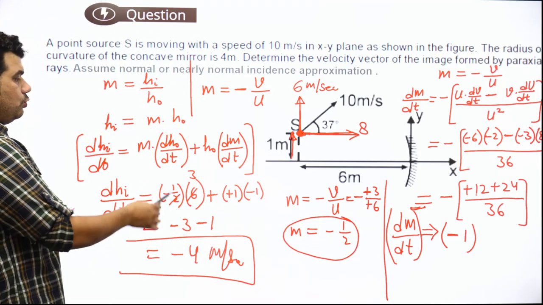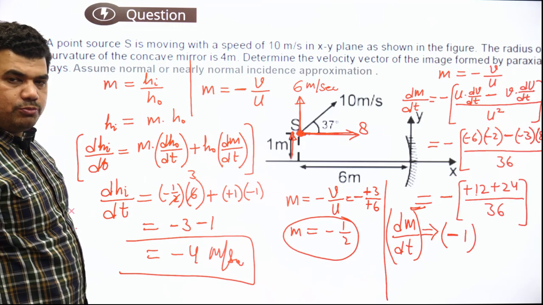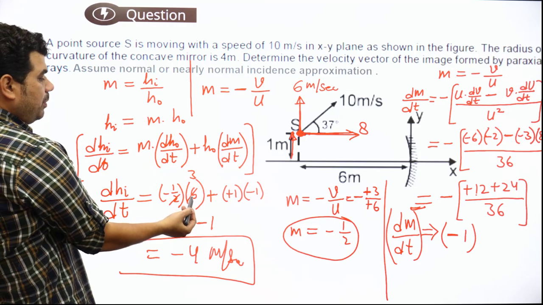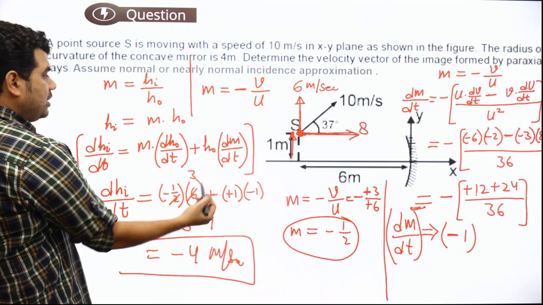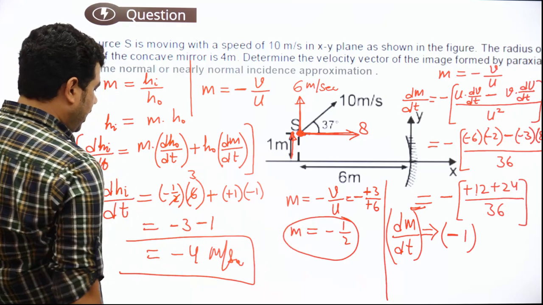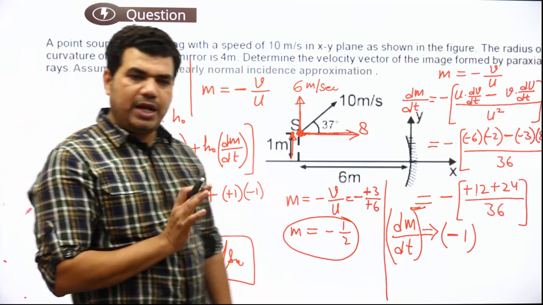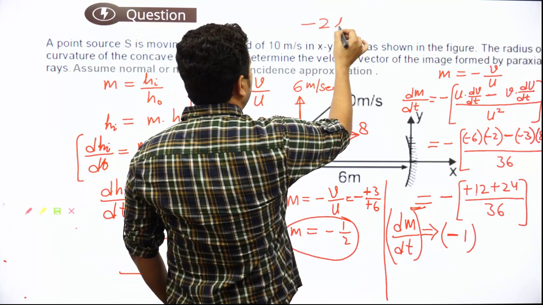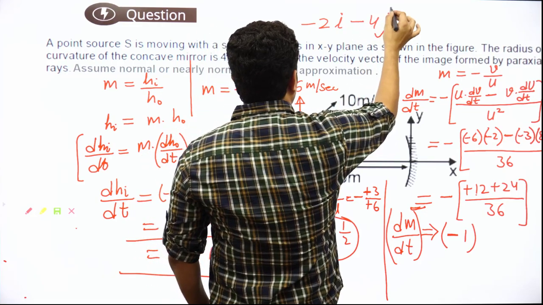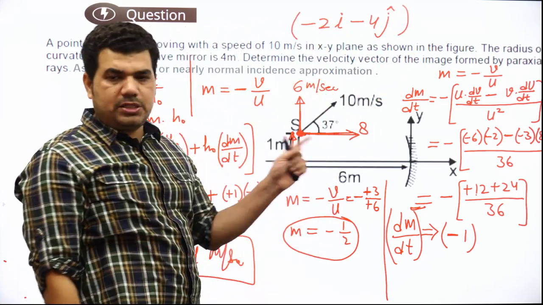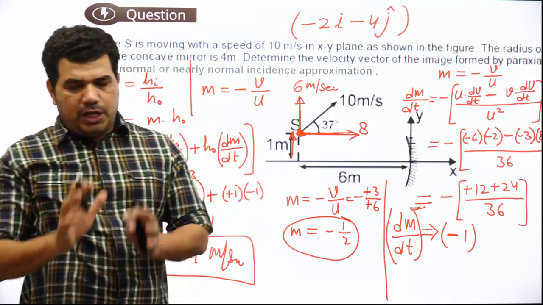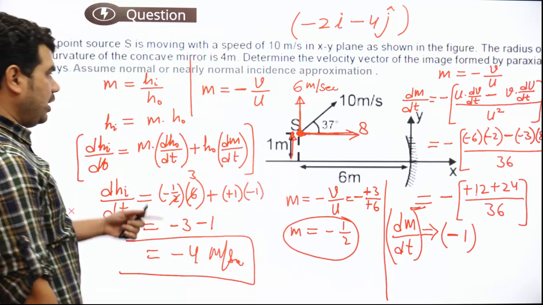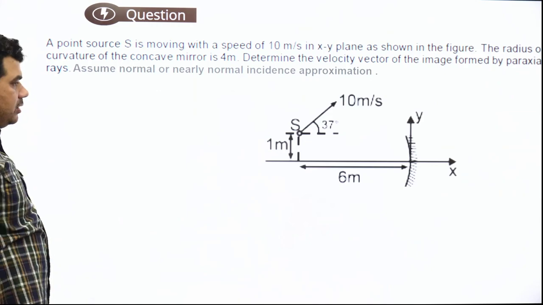We put minus 1 by 2. dho by dt is the height of the object. So, it is upward, and upward is plus. So, that's why this is plus 6. Plus, as it is, ho into dm by dt, minus 1. So, this is minus 4. So, what is the final answer, children? What is the final answer? The final answer is minus 2 i cap minus 4 j cap. You have to remember this concept. This is a very nice, very good and very conceptual part. Okay? Let us move ahead. I hope you learned a new concept and liked it too.